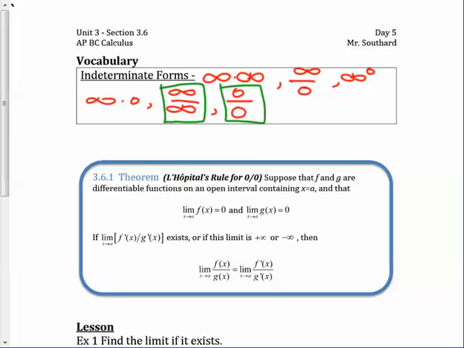This does not mean to use the quotient rule to calculate the limit of the function. It literally means to take the derivative of what's on top and divide it by the derivative of what's on bottom, and then recalculate the limit by plugging in a.